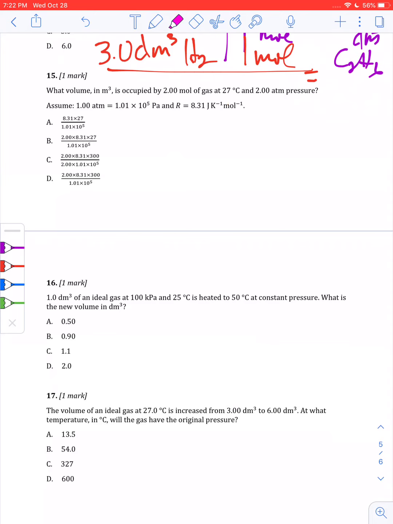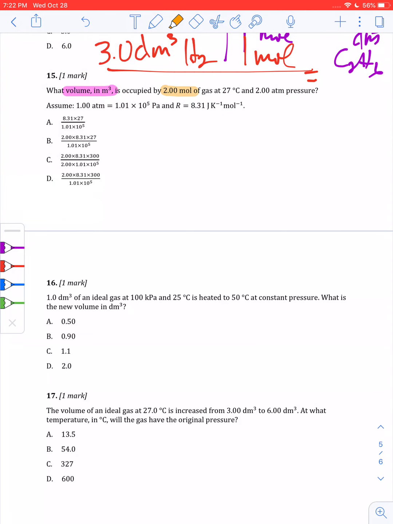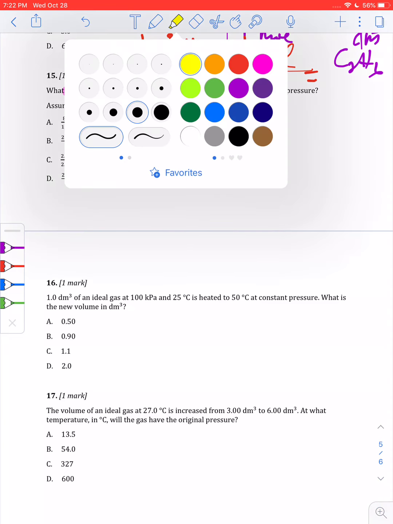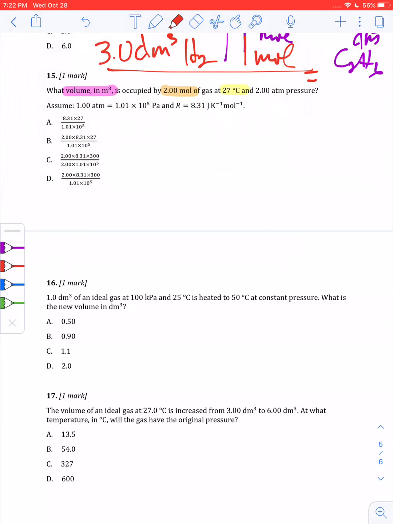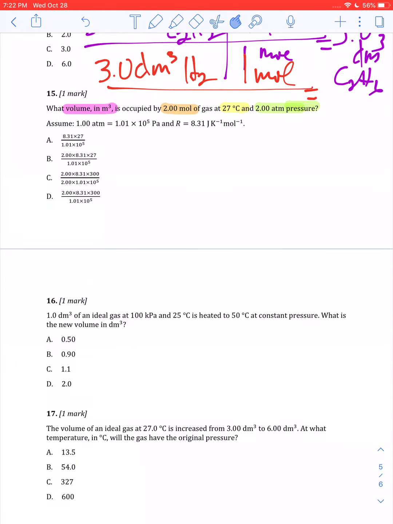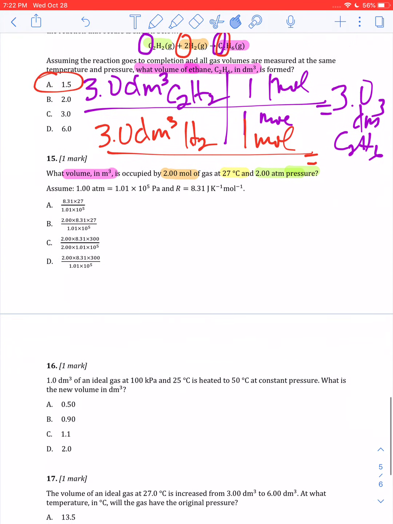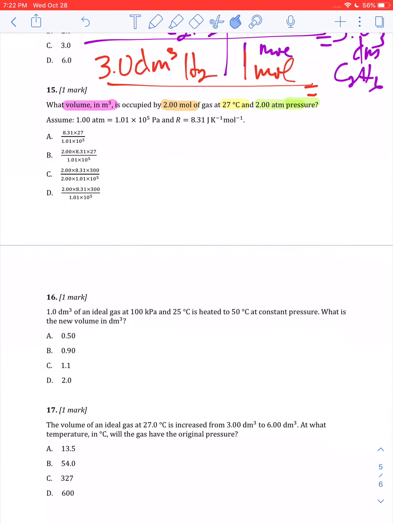All right, so next one. What volume in cubic meters, okay, so I'm solving for volume, it's cubic meters, is occupied by 2 moles of a gas, and it's at 27 degrees Celsius, and it's at 2 atmospheres of pressure. So this is similar to the one that we just looked at up here, number 13. It's really similar. It's just we're solving for the volume instead of the pressure. But it's the same concept.